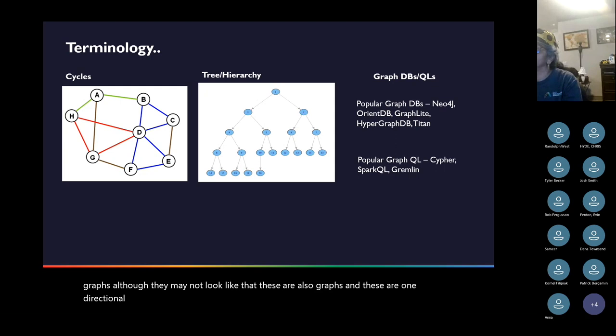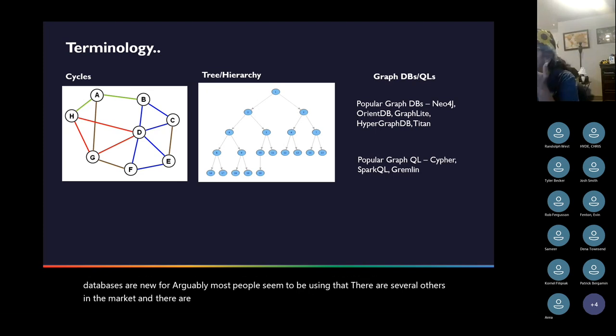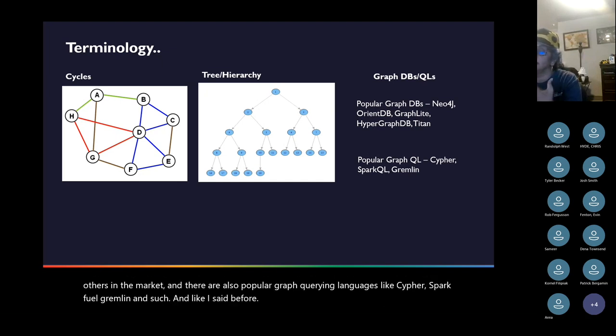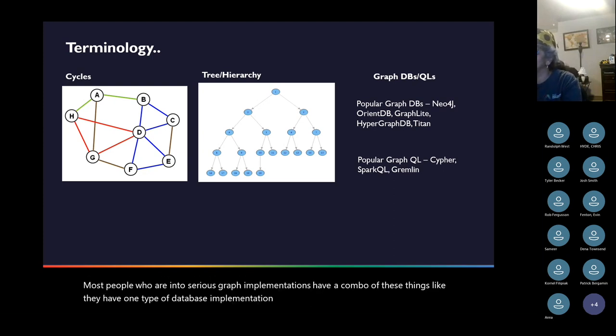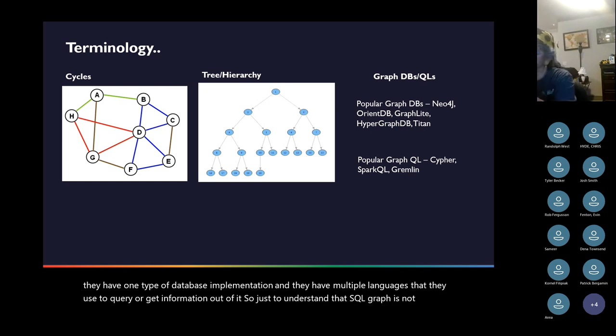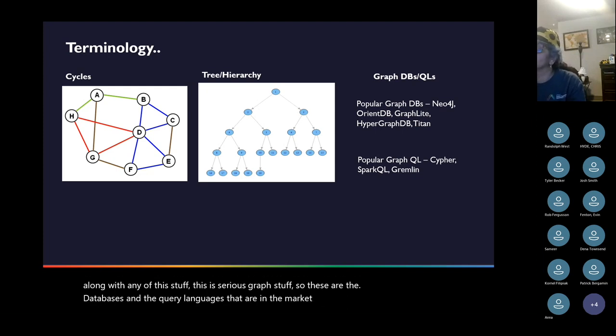Some examples of popular graph databases: Neo4j, unarguably, most people seem to be using that. There are several others in the market, and there are also popular graph querying languages like Cypher, SPARQL, Gremlin and such. Like I said before, most people who are into serious graph implementations have a combo of these things: one type of database implementation and multiple languages that they use to query or get information out of it. So SQL Graph is not here along with any of this stuff. This is serious graph stuff. These are the databases and the query languages that are in the market, or at least those that are popular.